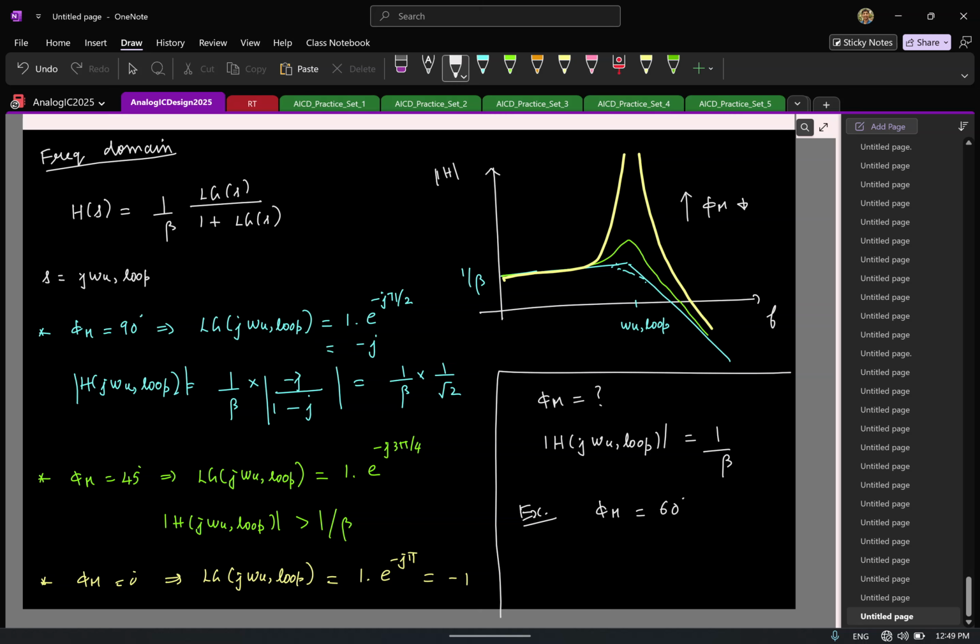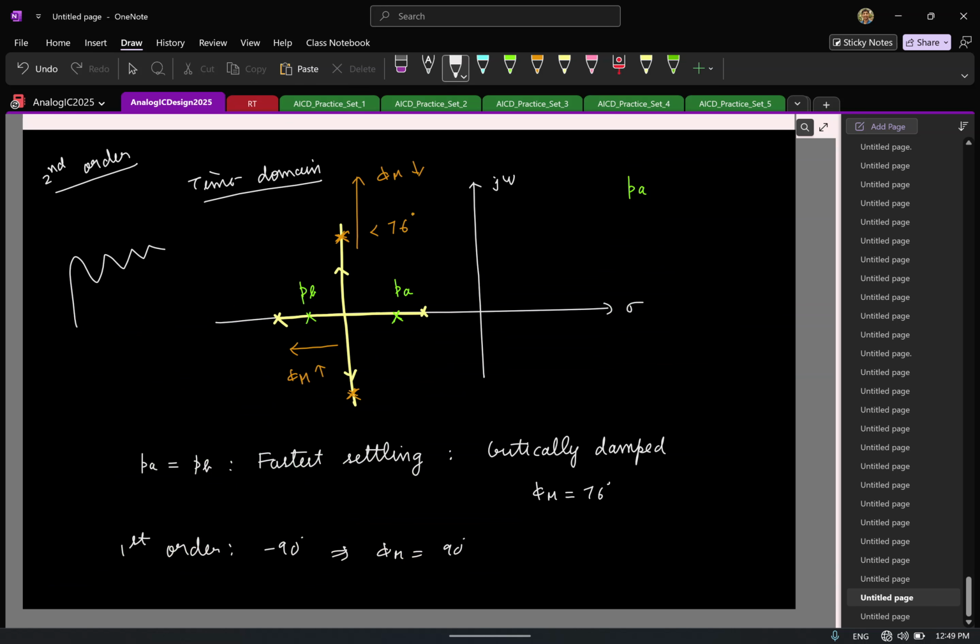So the takeaway I want to have is this: for checking stability, only check the phase margin. You check what is the phase at the unity loop gain frequency. That's what is crucial. That has to be greater than 0. And for faster settling, you want the closed loop poles to lie bang on top of each other. That corresponds to a critically damped closed loop system with a phase margin of 76 degrees. Again, this you can work out that for 76 degrees you have critical damping. I'll give it as a practice set with pointers.